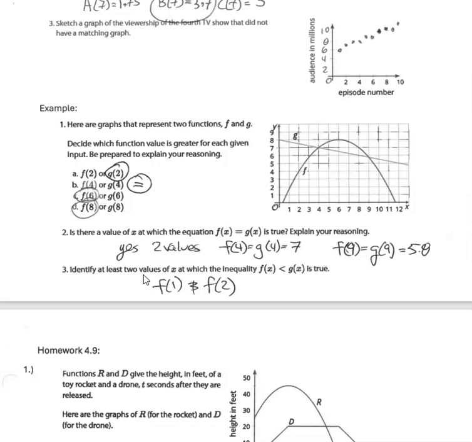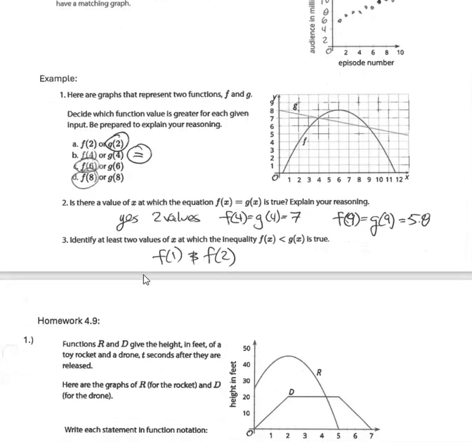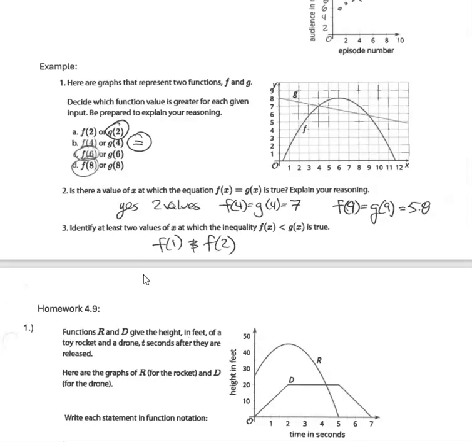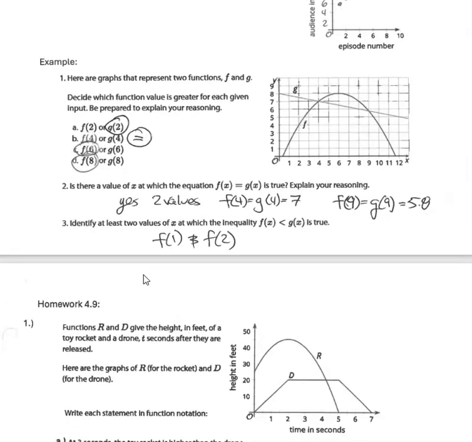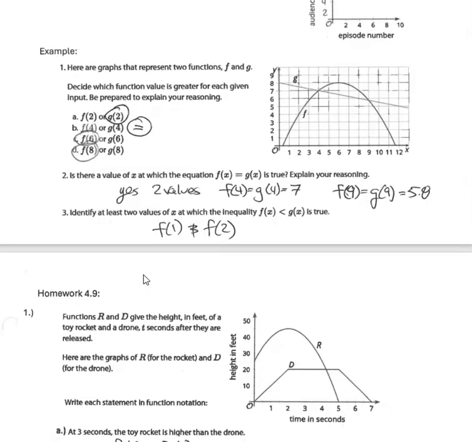It says, is there a value of x such that f of x equals g of x, meaning the outputs would be the same? Explain your reasoning. So yes, there are 2 values, at both 4 and at 9. Both of them would be about the same. So f of 4 equals g of 4 equals about 7 for the output. And then f of 9 and g of 9 are equal, and that is going to be about 5.8. And the last one, identify at least 2 values where f is going to be less than g. So for the inputs of 1 and 2, both of those are going to have smaller outputs for f than g.